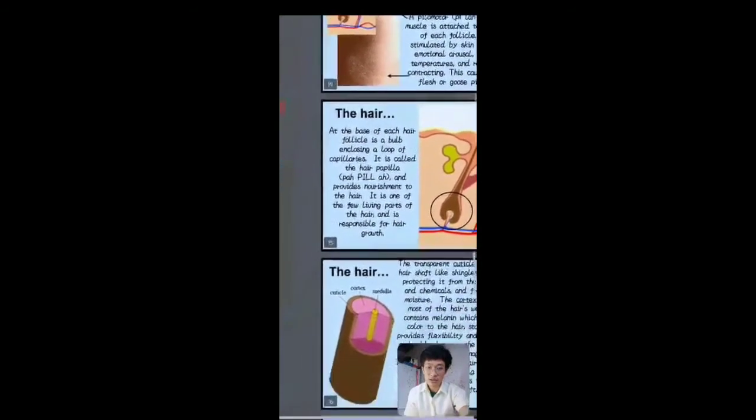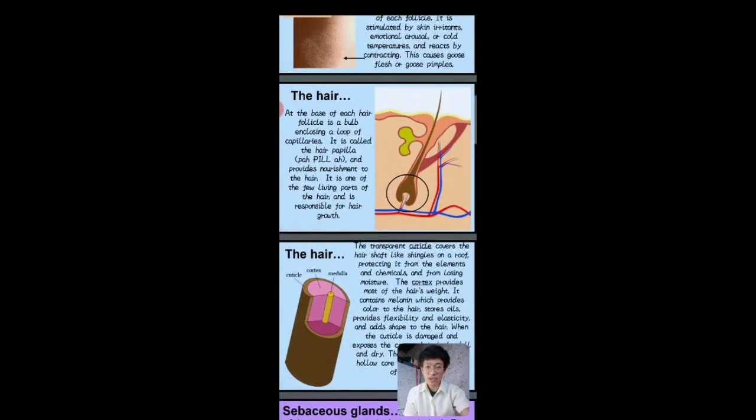So next, the hair. At the base of each hair follicle, a valve enclosing a loop of capillaries is called the hair papilla and provides nourishment to the hair. It is one of the few living parts of the hair and is responsible for hair growth. So, yung papilla, ito yung nagpo-provide sa ating hair for nourishment. Papilla din yung dahilan kung ba't tumatahaba ang ating buhok kahit na ito ay putulan.